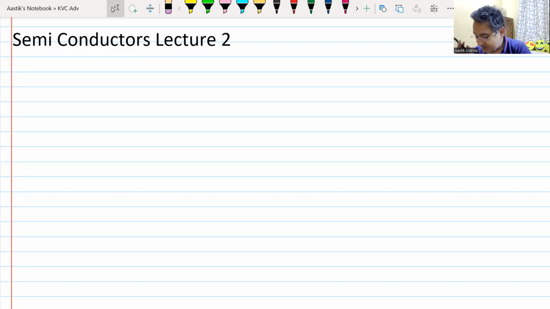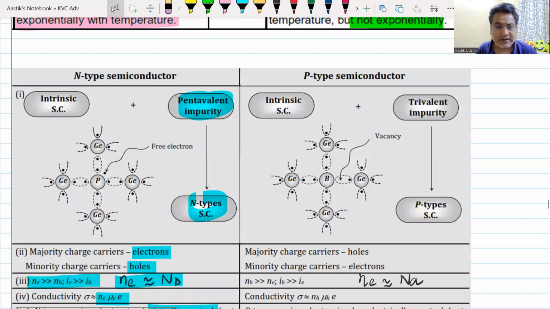This is lecture number 2, and we are dealing with semiconductors. Well, in the previous class, we had seen what a semiconductor is. We had seen the type of semiconductors, their intrinsic and extrinsic semiconductors, and we had also seen the two types of extrinsic semiconductors: the p type where the majority charge carriers are holes, and the n type where the majority charge carriers are the electrons.